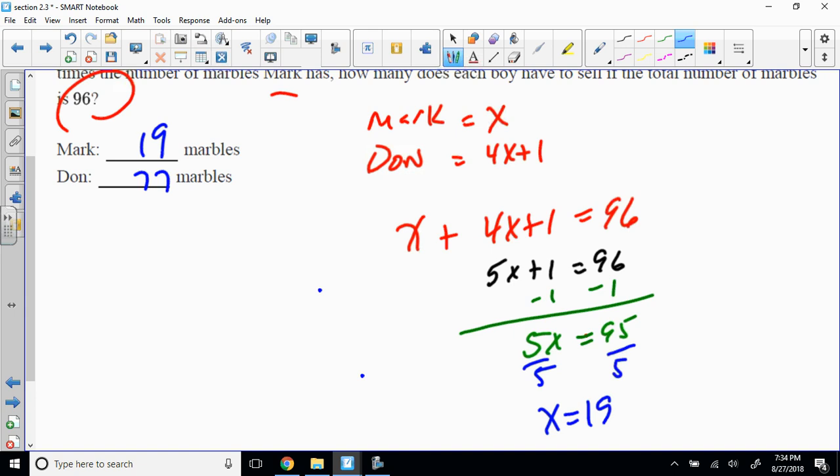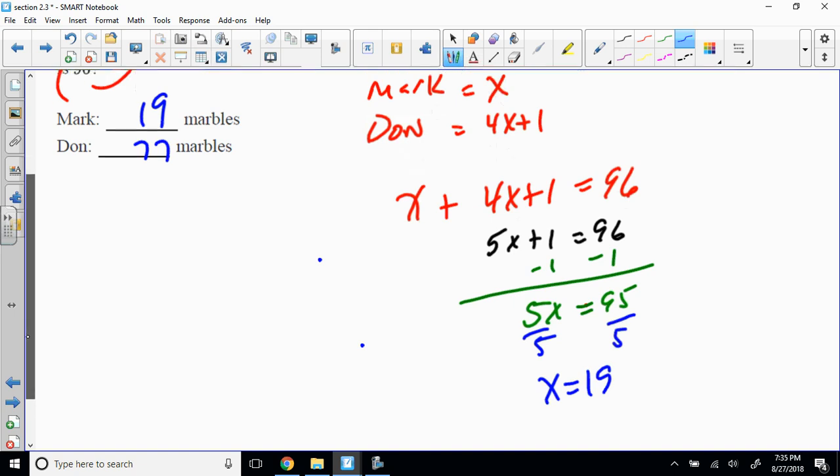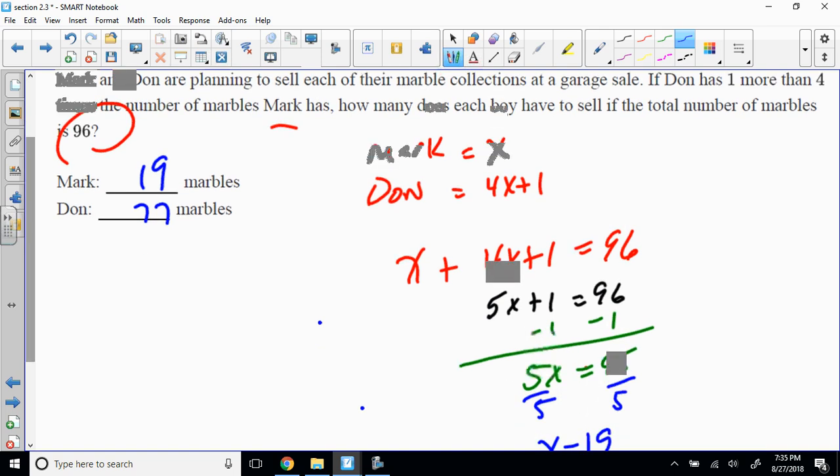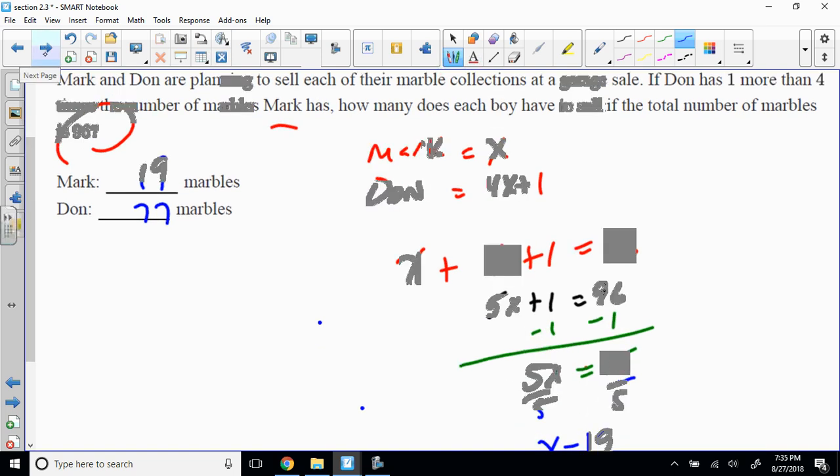Yeah, we did 19 and 77, right? Say that again now. How many does each boy have to sell and the total number? 19 and 77. It's just asking how much they have. I was reading it wrong. I was interpreting it differently, like, how many do they need to sell? Nah. It's this. Yeah. It's just another way.